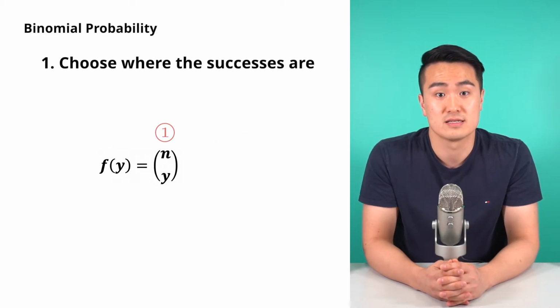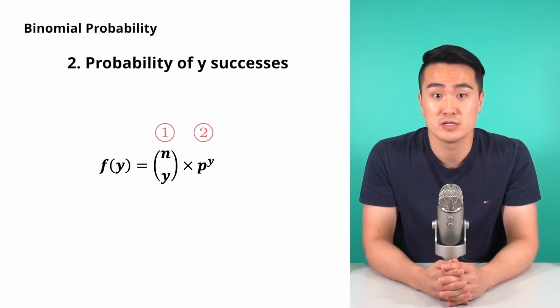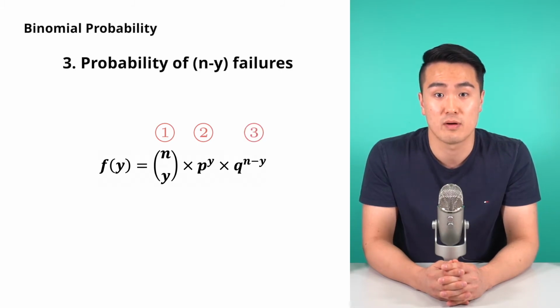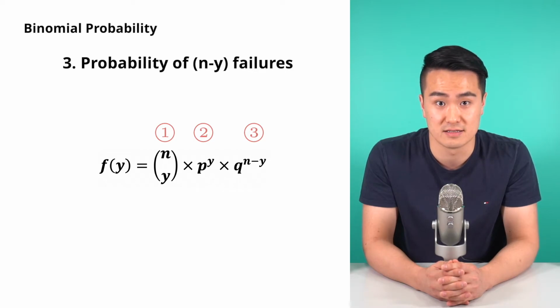1. Choose where the successes are. 2. Multiply by the probability of y successes. And 3. Multiply by the probability of n minus y failures.